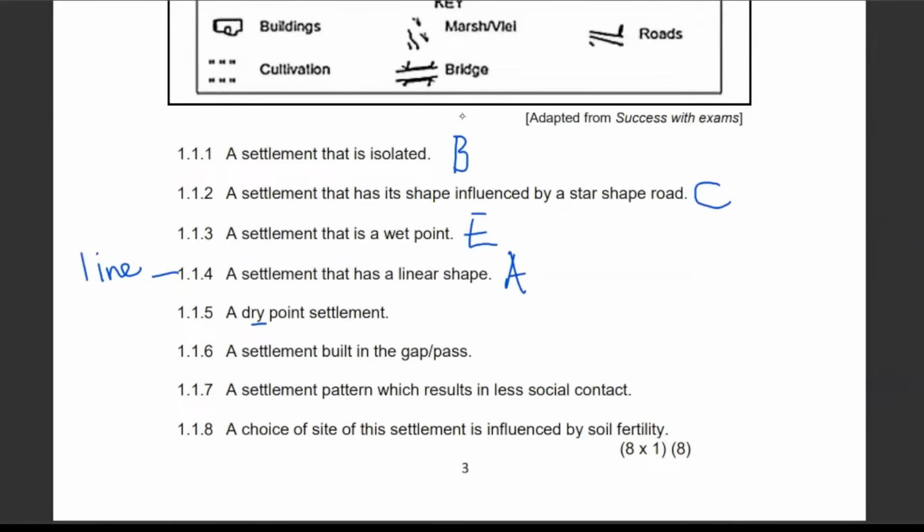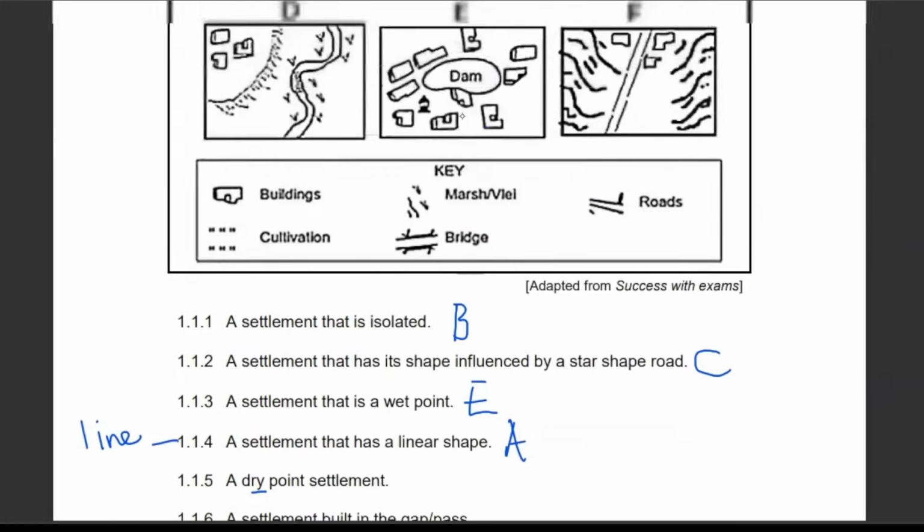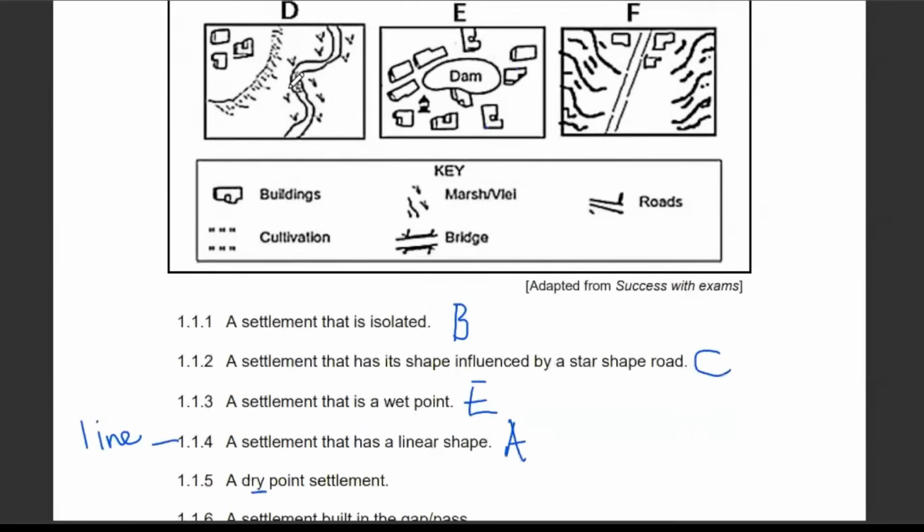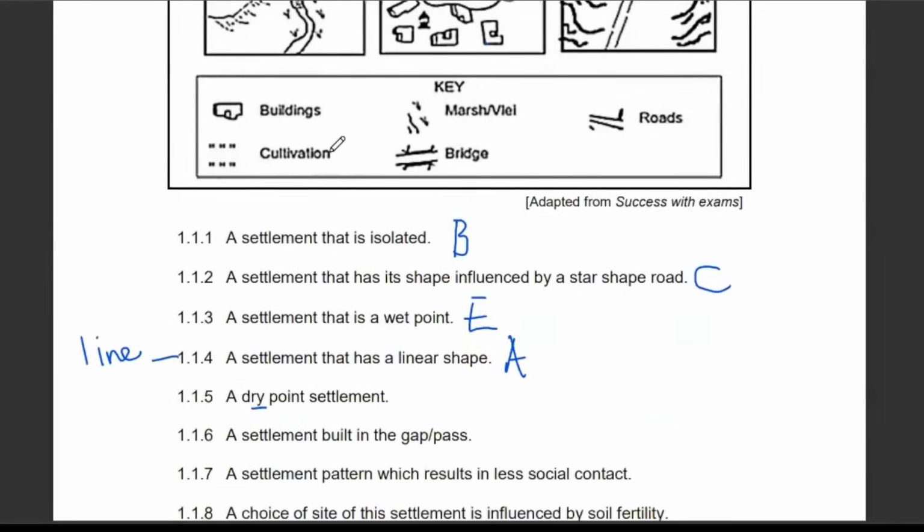Then number 5, a dry point settlement. We've explained what a dry point settlement is. If we check here, this is a swampy area. We can see this is a marsh or a vlei, and this settlement is on a high-lying area. So it means this settlement was established here because this area is prone to flooding. This area is a swampy area, it's a vlei, and there is risk of flooding in this area. That is why the settlement was established on this high-lying area. So it's D for number 5, 115. Our correct response is D.